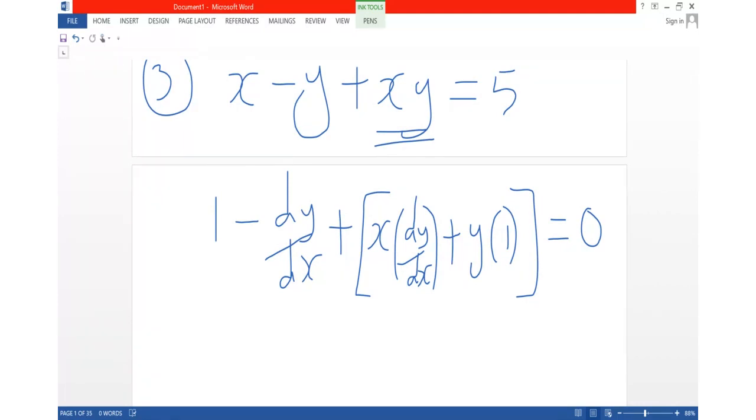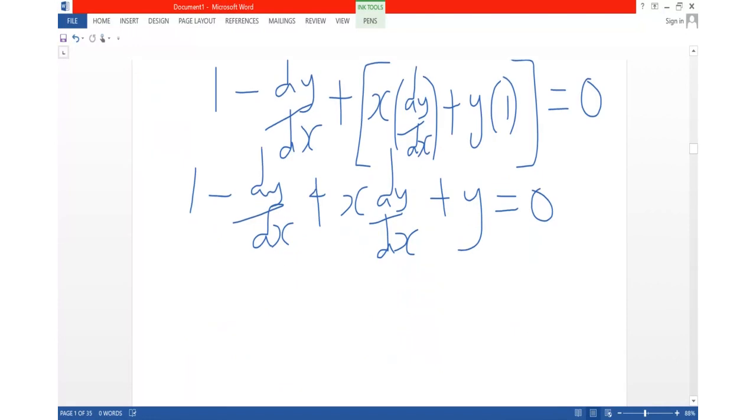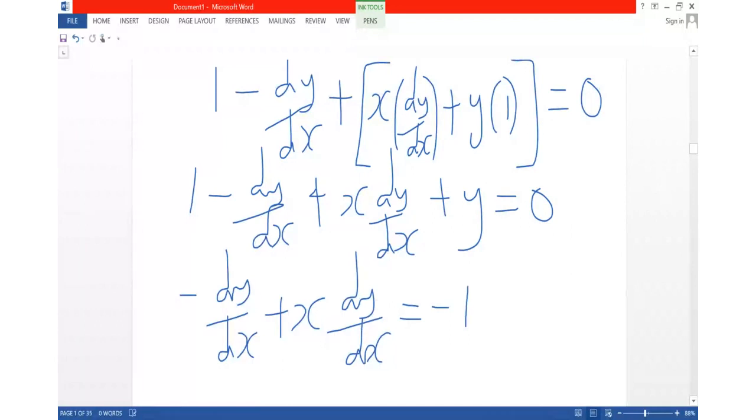Let me open up the bracket. A positive times a positive is still a positive, equal to 0. Now I bring like terms together, the dy/dx. So I'll end up with negative dy/dx plus x dy/dx. Then I have a 1 there. The 1 will come to the other side, so it will become negative 1. And then I have the y, it will become negative y.